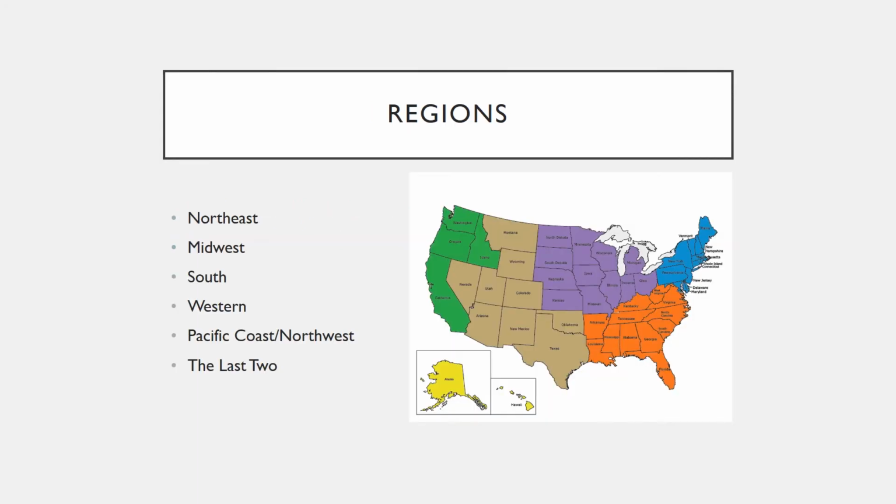In order to make this topic easy to manage, I have separated the United States into 6 regions. The Northeast, which is Maine to Maryland. The Midwest, containing Ohio to Kansas. The South, encompassing West Virginia to Louisiana. The West, which is Texas to Nevada. The Pacific Coast / Northwest, from Idaho to California. And the last two, Alaska and Hawaii.